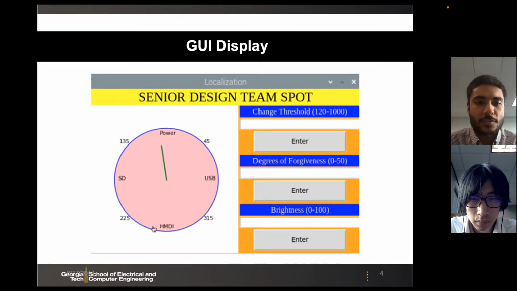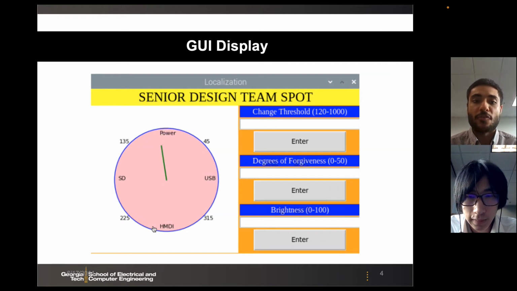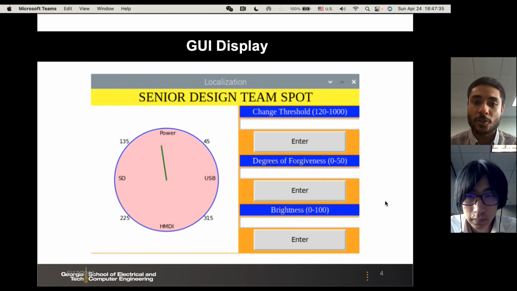All right, so in that last video, we got to see 2 examples of single sources and how the angle changes on the GUI in real time. Our plot is oriented with a few angle values as well as the different ports on the Raspberry Pi to see where the direction of the source is. Also on our GUI, we have a few settings that we can change, like threshold, degrees of forgiveness, and brightness.